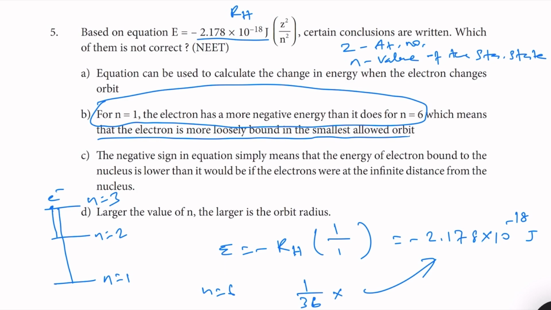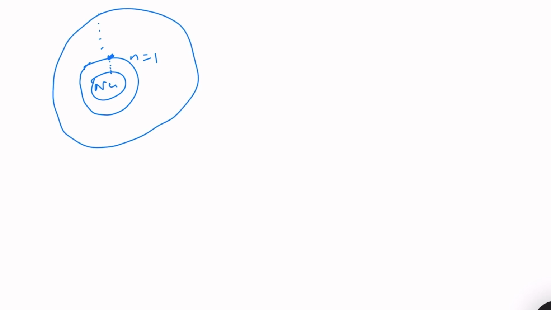But will the electron be loosely bound in the smallest allowed orbit? No, it will be strongly bound. So, you have a nucleus here, you have an electron in the first orbit. This electron will be strongly bound rather than, let us say, an electron in the 2, 3, 4, 5, 6 orbit, rather than an electron that is in the N equal to 6 orbit. So, that statement is clearly incorrect.